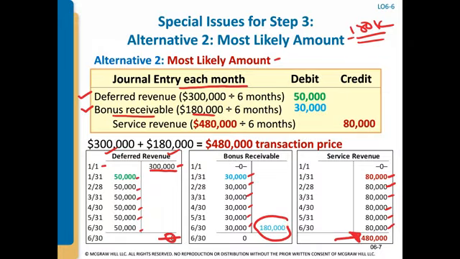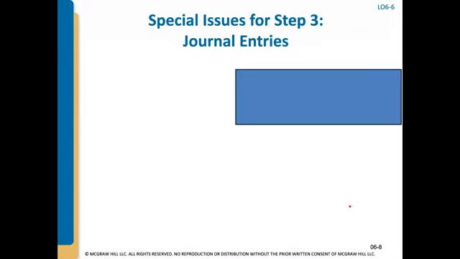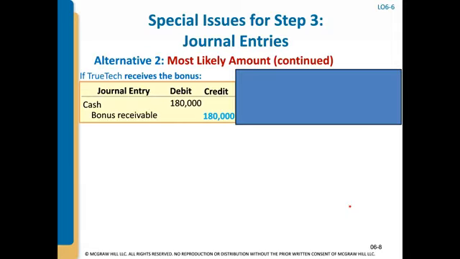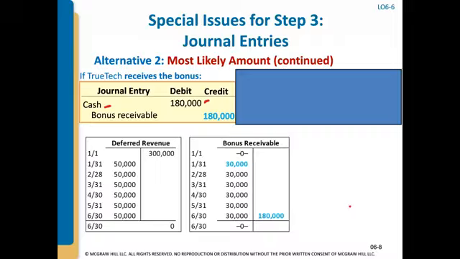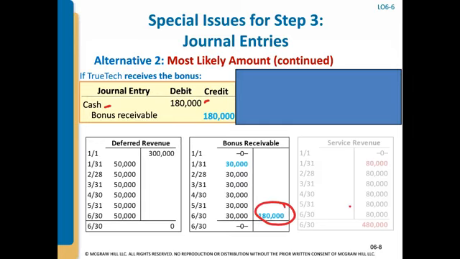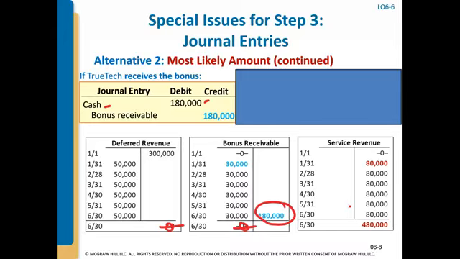Now, at the end of 6 months, assuming we do meet that criteria and we receive that bonus, we're going to receive an extra $180,000 from Pro Sports, and then we're going to credit our bonus receivable for the $180,000, right? So our bonus receivable is 0, our deferred revenue is 0, and our service revenue that we've recognized throughout the 6 months is $480,000. So that's if we actually receive it.